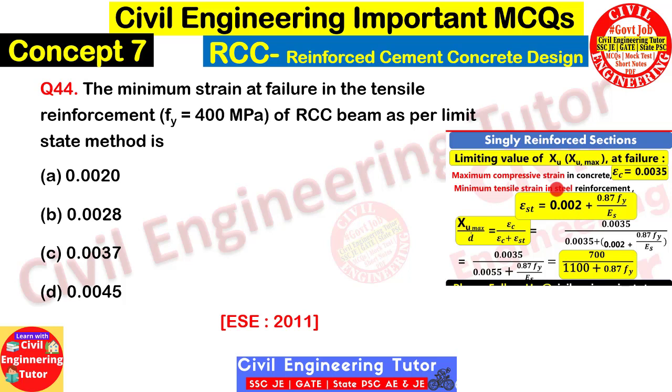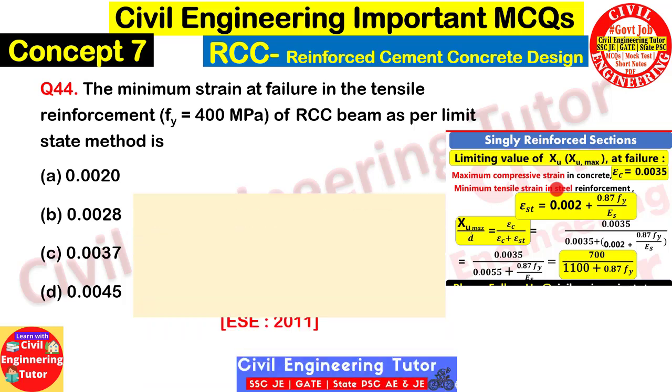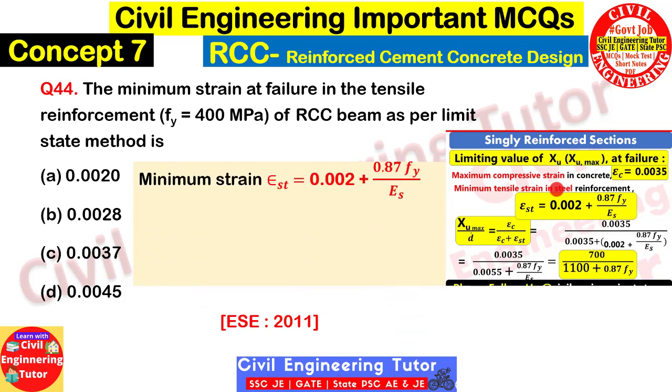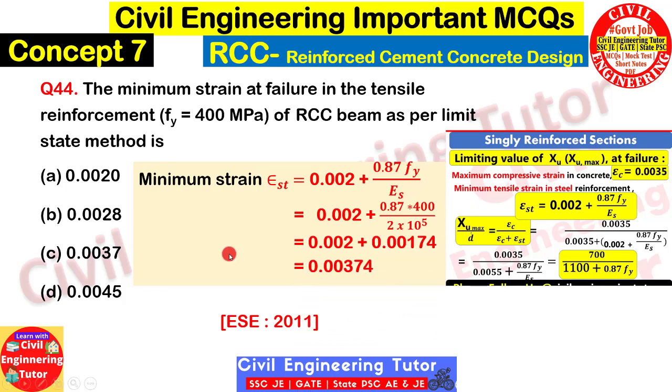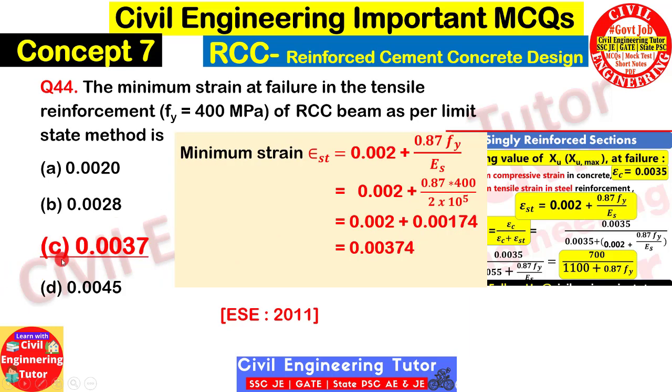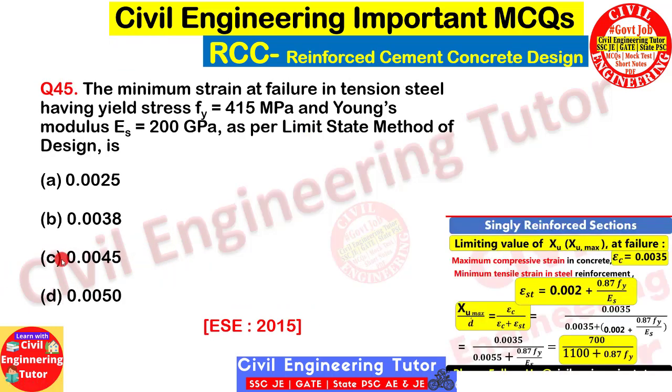This question was asked in ESE 2011. Here Fy is already given as 400 MPa. So simply we will put the value Fy is equal to 400 and ES is equal to 2 into 10 to the power 5. Putting these values, we will get EST is equal to 0.0374. So the correct answer will obviously be option C. You can see the correct answer is option C.